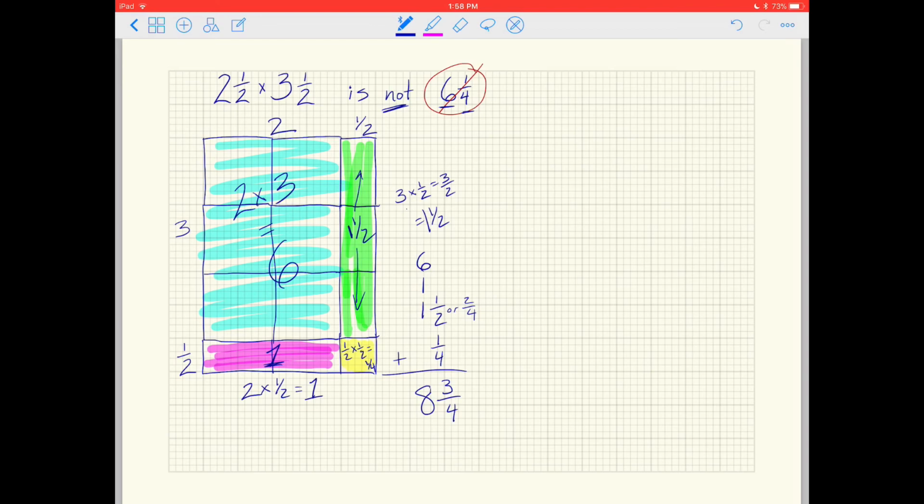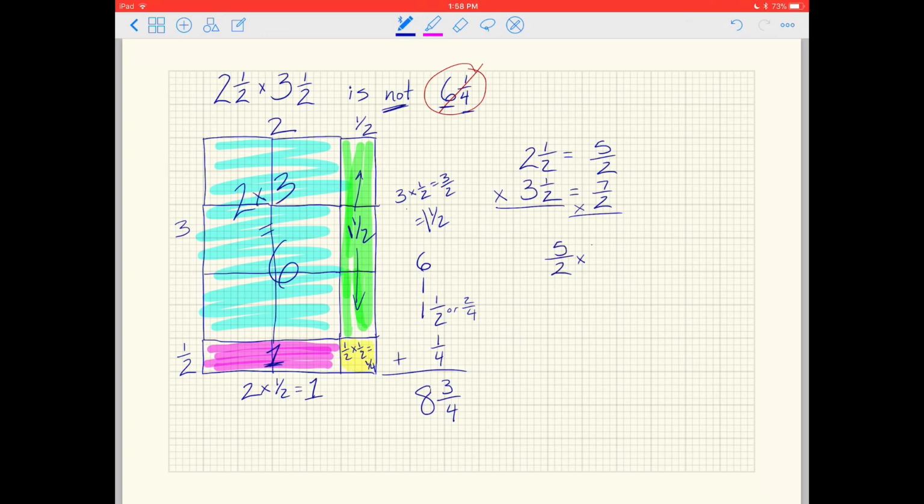So there's another way to think about this without drawing out the area model that's probably easier to do, especially if it's a complicated thing to draw. But you want to make sure you understand the picture. If you don't understand that picture, then take a look at it now. So I'm taking my 2.5 and I'm changing it to an improper fraction. 2.5 is 5/2, and 3.5 is 7/2.